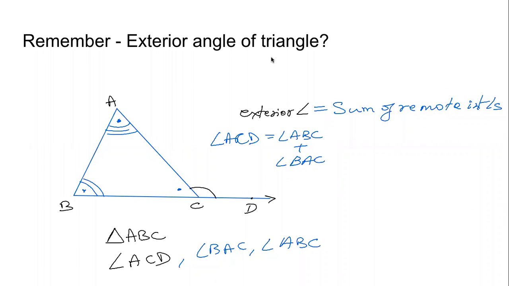We call that machine which has buttons to switch on the TV, switch off the TV, a remote control, because we can control the TV from a distance. So remote means far away. Now these two interior angles, A and B, are away from the exterior angle. That is why they are called remote interior angles. We need to remember this.